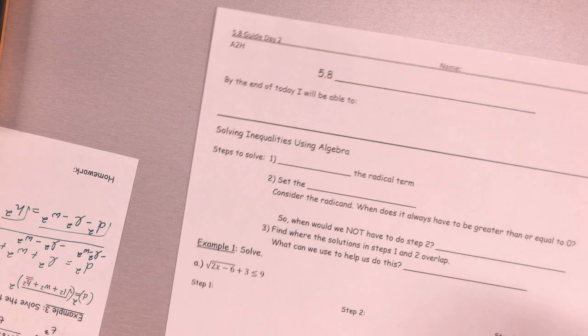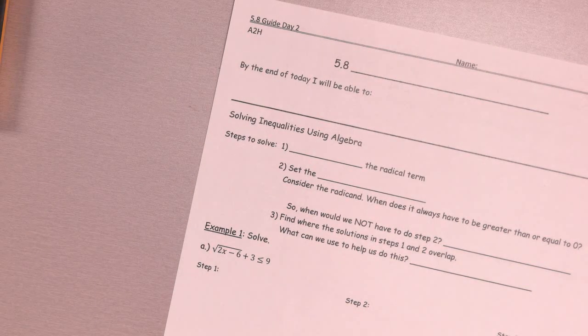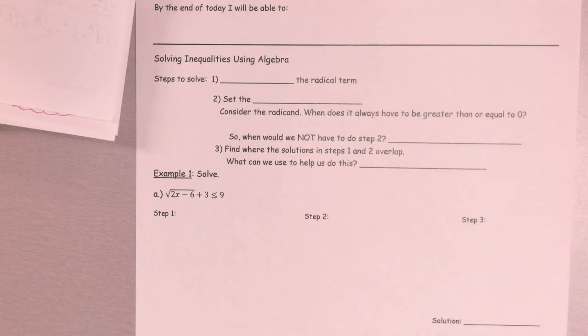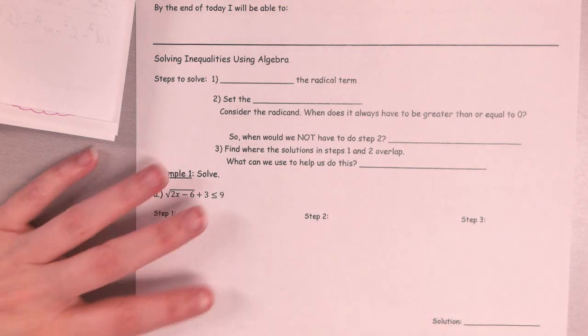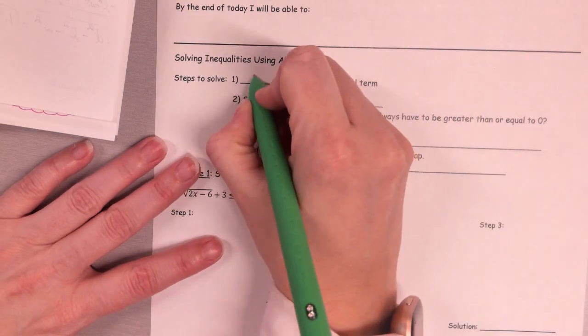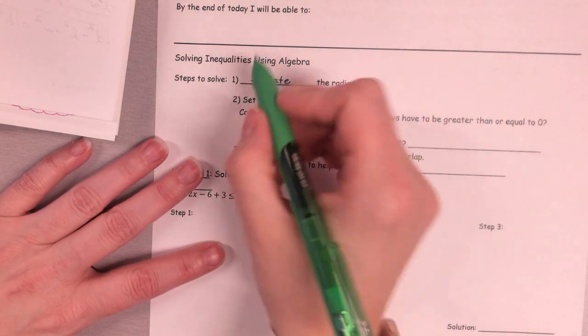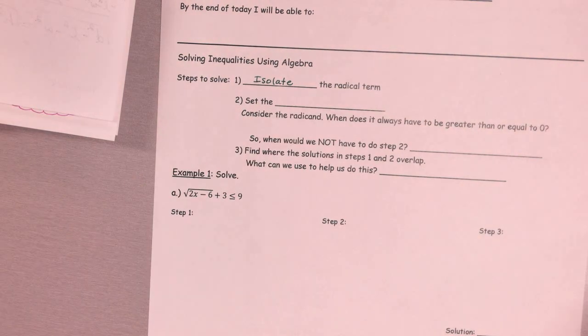Do you think you know the first blank? Isolate the radical term. So we talked yesterday about how the first thing you want to do is get it by itself so that we can square it. So we're going to isolate the radical term. That's the very first thing.